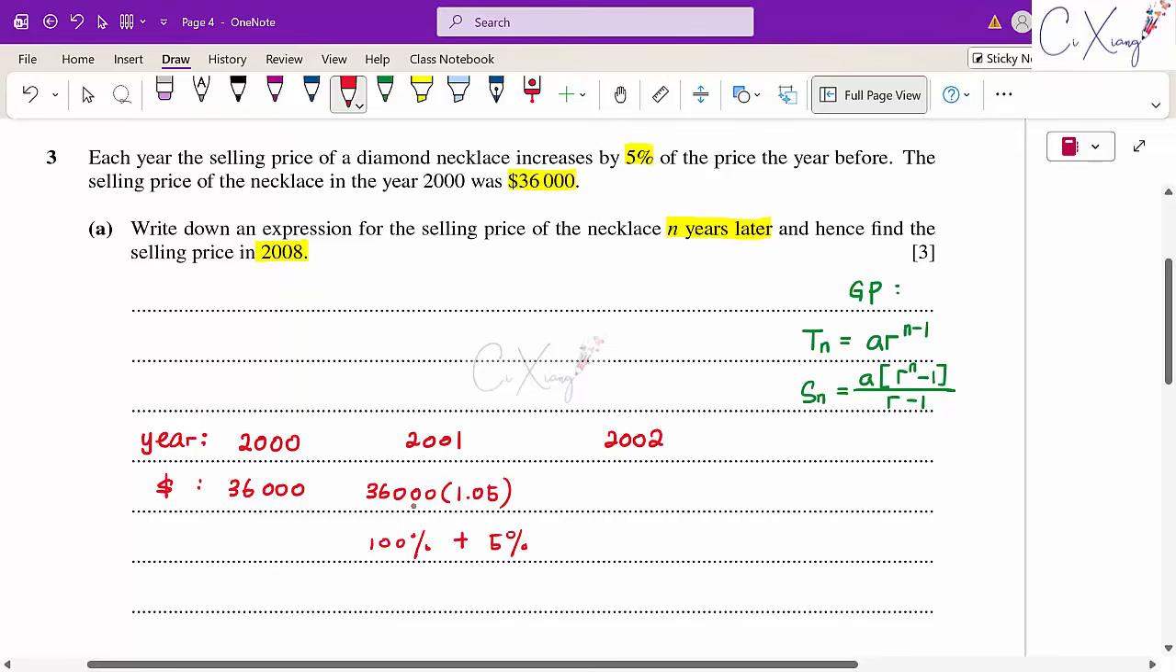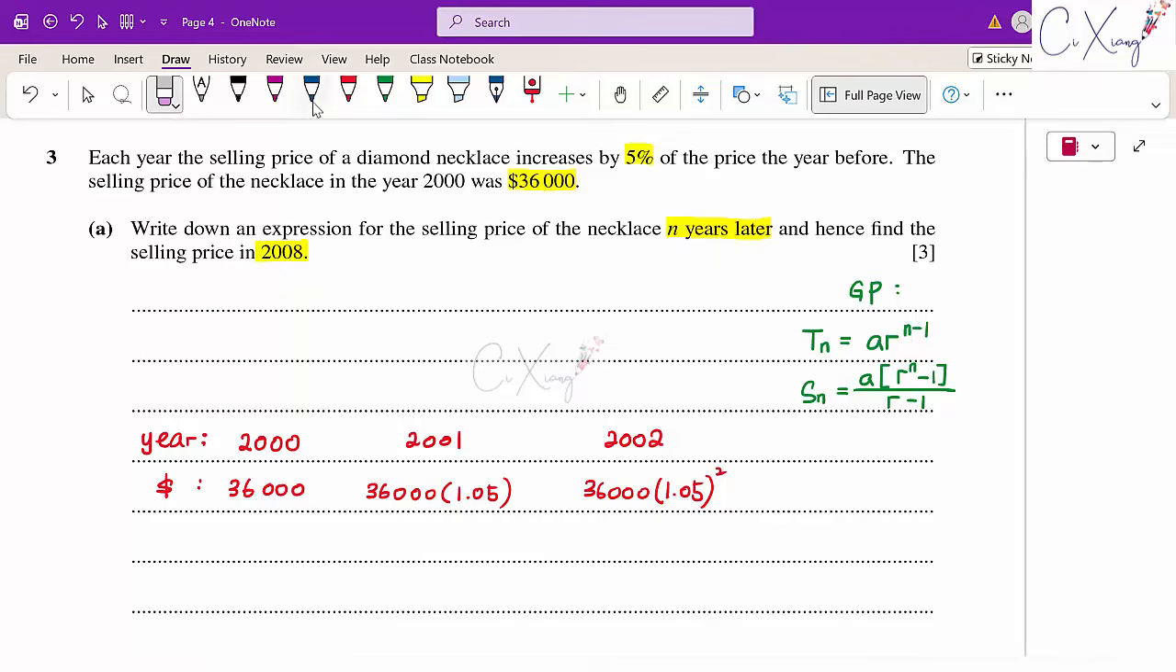For the year 2002, you'll be having 36,000 multiplied with 1.05 power 2. All right, because it is another 105% of the previous amount. Okay, right. And then from here, I want you to have a look where you should know A is actually equal to 36,000 and our common ratio R is equal to 1.05. How to get the R? You are taking the later year divided by the previous year. So you are getting R equals 1.05.